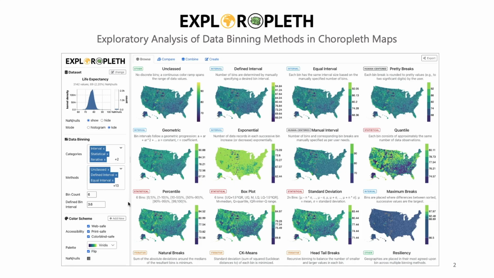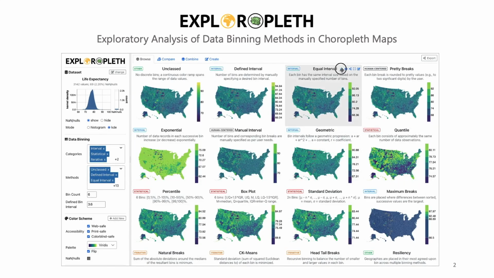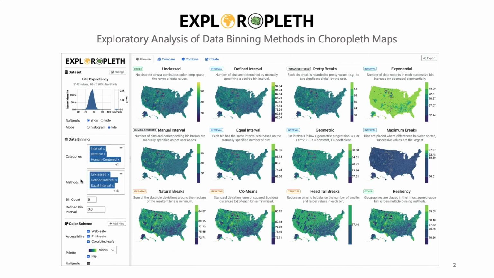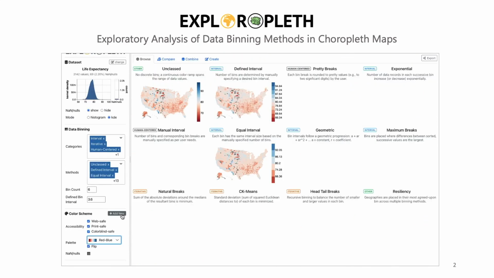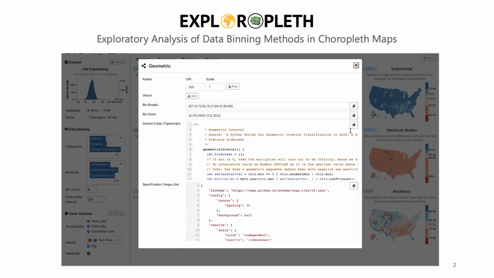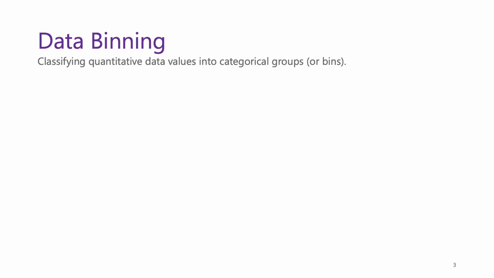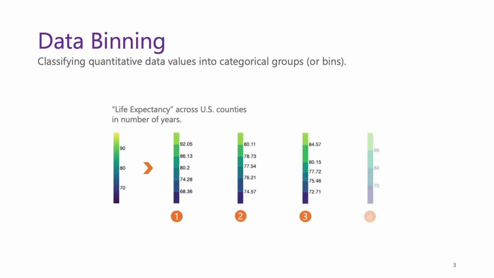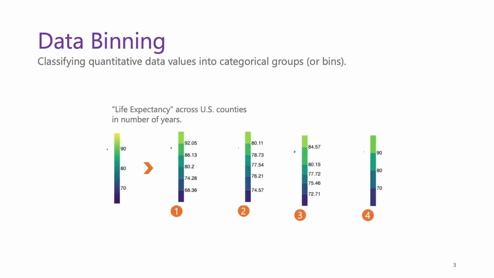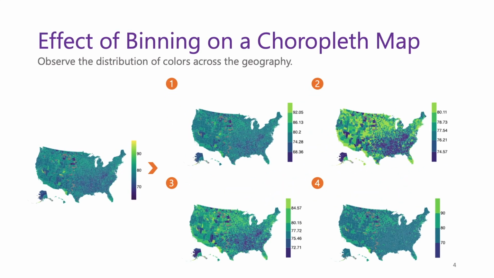We present Exploropleth, a new geospatial visualization tool to help users perform exploratory analysis of data binning methods in Choropleth Maps. Data binning is the process of classifying quantitative data values into categorical groups or bins. For example, this continuous range of life expectancy values can be classified or divided into bins in 4 different ways. Here's how they look in a Choropleth map.